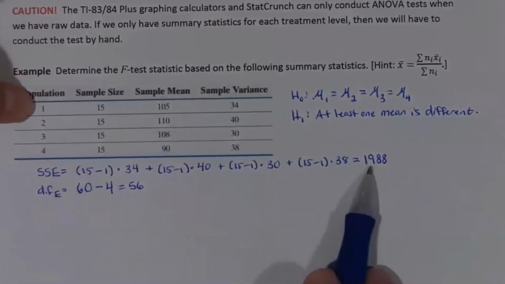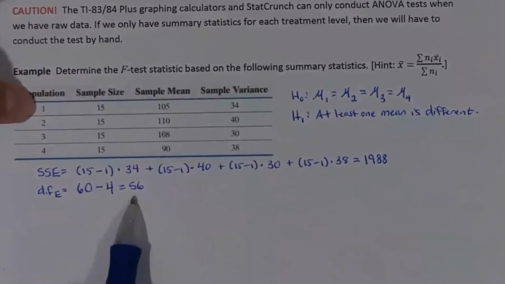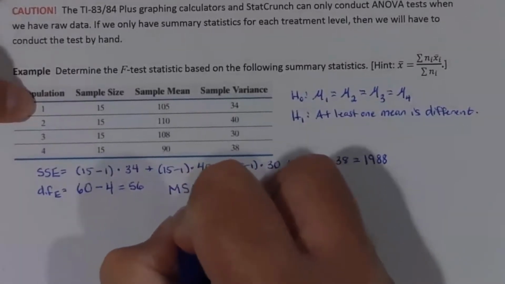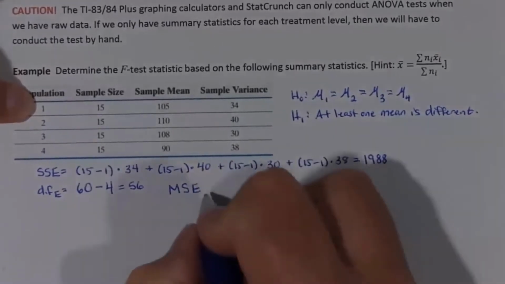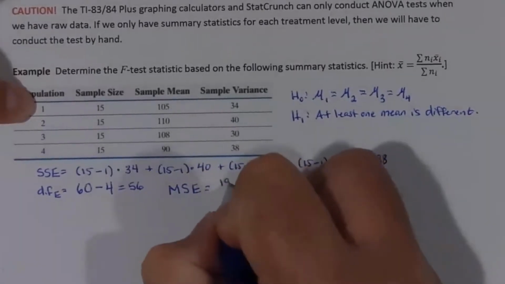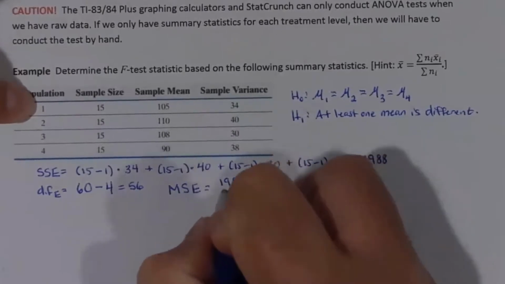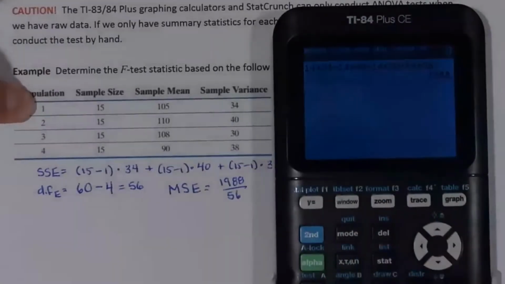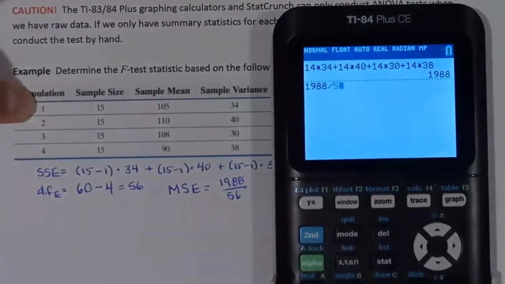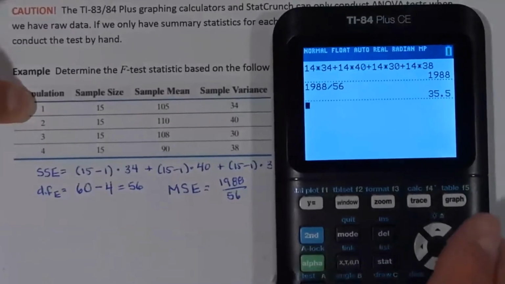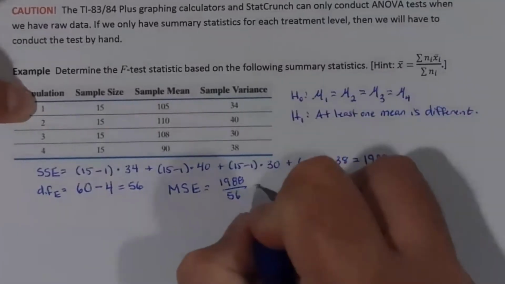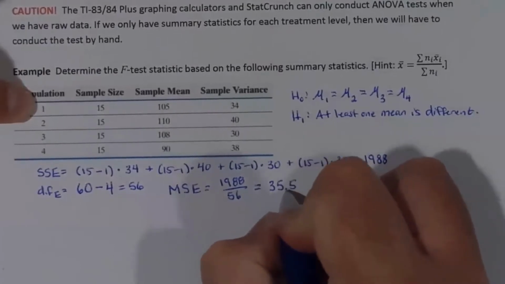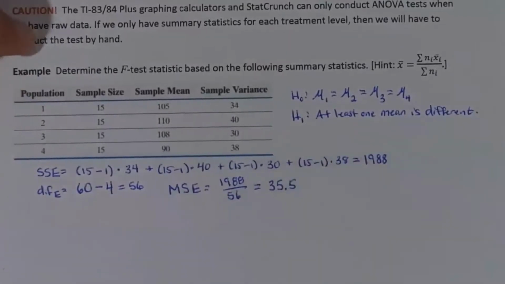So I know the sum of the squares due to error. I know the degrees of freedom due to error. So I can find the mean squares due to error. And that is going to equal the 1988 divided by 56. 1988 divided by 56 is 35.5. So the mean square due to error is 35.5 for this problem.